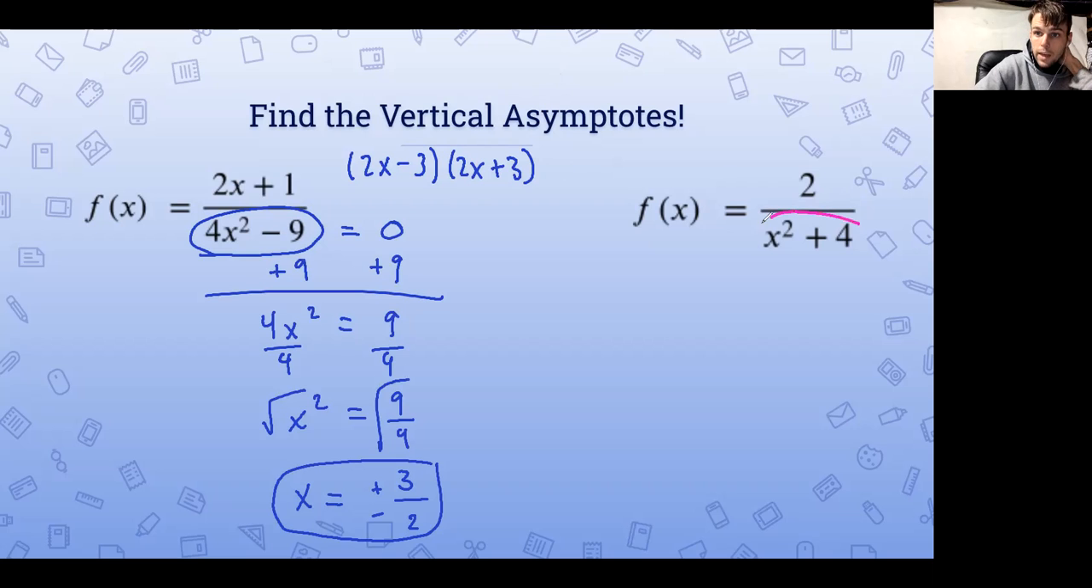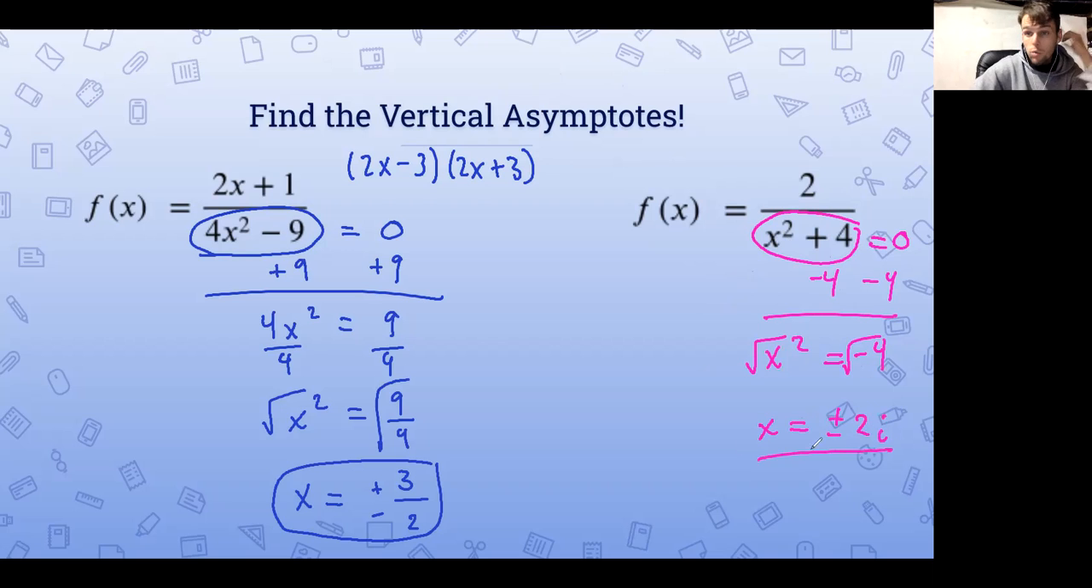Next one we have right here. Again, a couple ways we could solve this. Actually, in this case, this is not a difference of squares anymore, so it seems like the only way is the same way I just did that one. I will subtract 4 from both sides. I get x squared equals -4. And okay, when I take the square root here, I'm actually not going to get a real number anymore. I get x equals plus or minus 2i. So in this case, we had no real solutions to setting the denominator equal to 0.